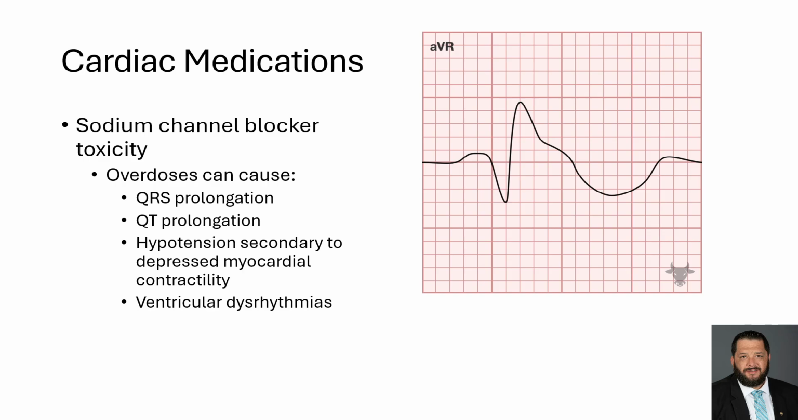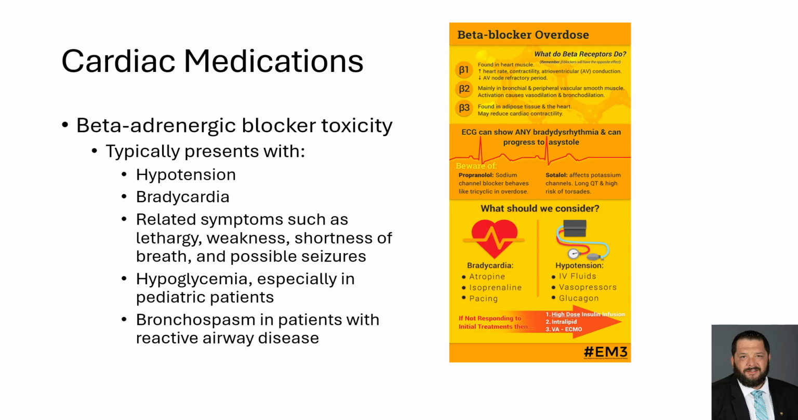For sodium channel blocker overdose, we're looking at ECG changes such as QRS prolongation as well as QT prolongation. Hypotension is going to be secondary to depressed myocardial contractility, and we would expect to see ventricular dysrhythmias for these patients. Beta adrenergic blocker toxicity, these patients are going to present with things like hypotension and bradycardia. Related symptoms such as lethargy and weakness are not uncommon, and hypoglycemia is also common in pediatric patients.